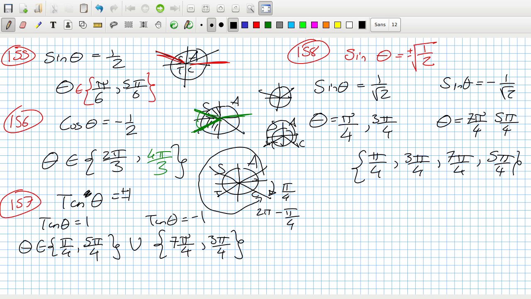So the first answer is correct. The second answer is correct. The third answer is correct. And the fourth answer is correct. Yeah, okay. So that's 158. Okay, I think I'll clear this off now for 159.